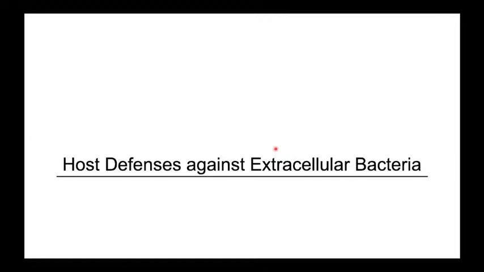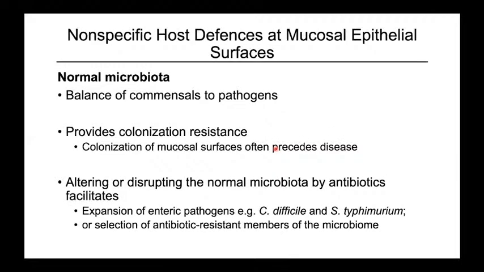So host defenses against extracellular bacteria. Just like for the other pathogens, you have your innate and adaptive responses. The innate ones include nonspecific ones, and then things like your cells and your soluble molecules. One important aspect that helps to provide defense against extracellular bacteria is just the presence of the microbiome, or the microbiota, or what you call the normal flora, okay? So this helps to balance your commensals versus the pathogens and to prevent colonization by these extracellular bacteria.